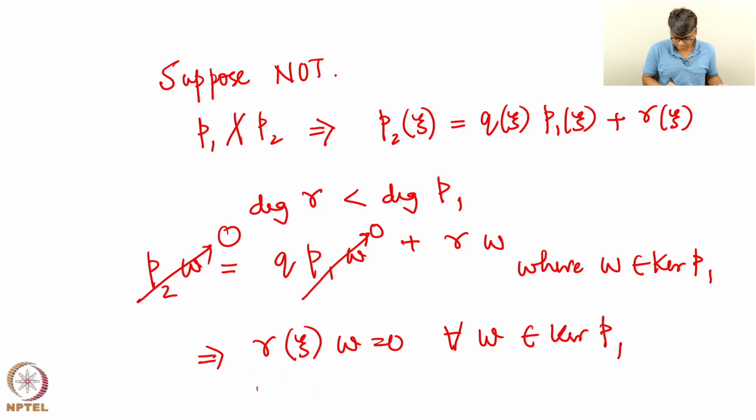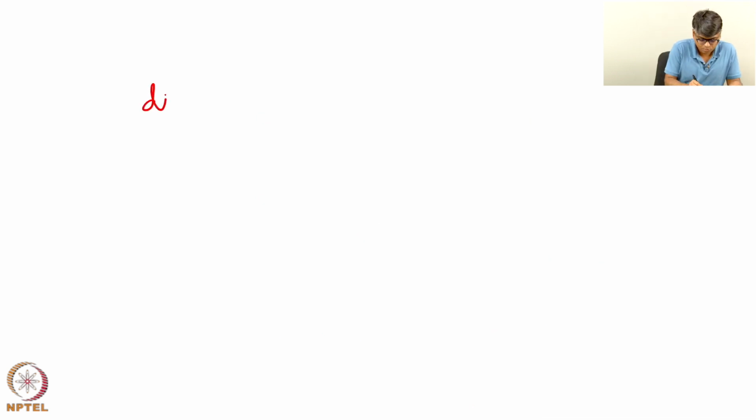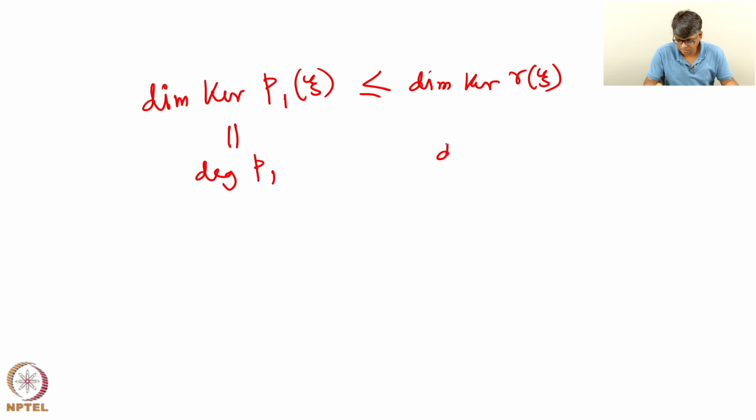Why? Because this says kernel of P1 then is contained in kernel of R xi, that is a contradiction. Why so? Because if this were so, then this is a subspace of this. If it's a subspace, then the dimension of kernel of P1 xi must be less than or equal to dimension of kernel of R xi. But what is this dimension? This dimension is degree of P1. What is this dimension? This is degree of R, we have already seen. And this is what the situation is, right?